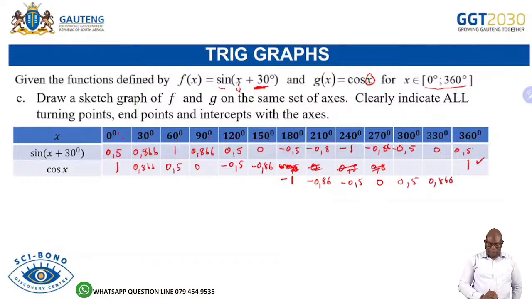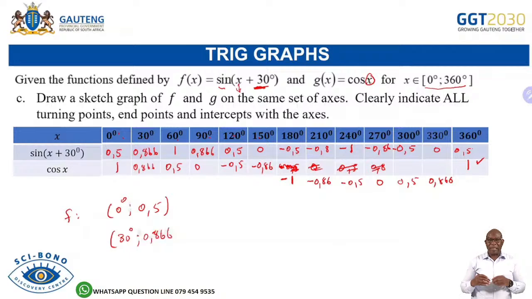So the table is from your calculator. So you're going to have this from your calculator, and then once you have this table, you go to the next page, to the graph. Then you have your coordinates. So your first coordinate will be 0 degrees and 0,5. That's for your f function. Right, next coordinate will be your 30 degrees and 0,866.